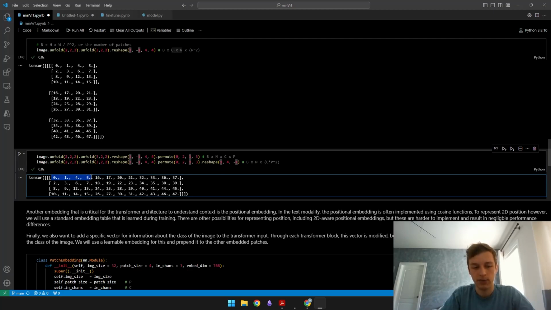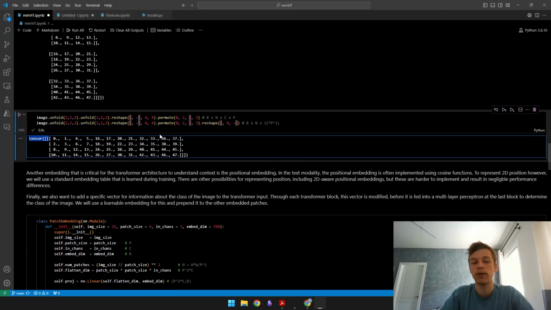This is the first patch flattened, the first patch in green flattened, the first patch in blue also flattened. And then once we have these, we can just linearly project them, and we call that the patch embedding.